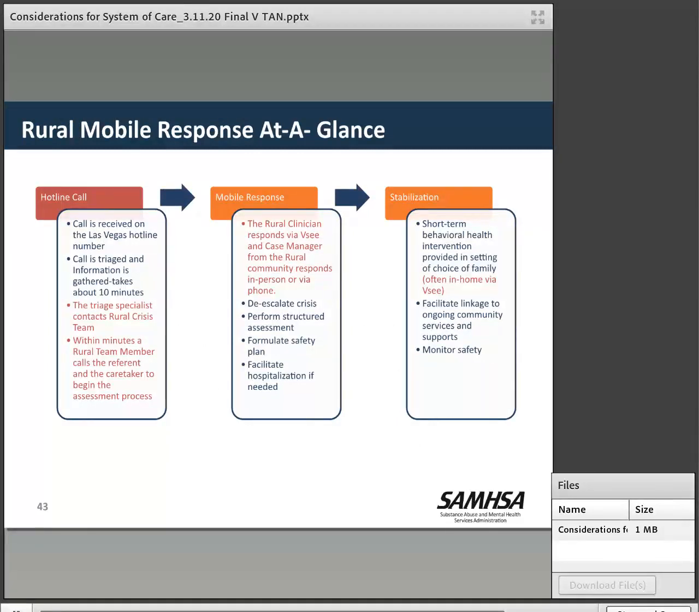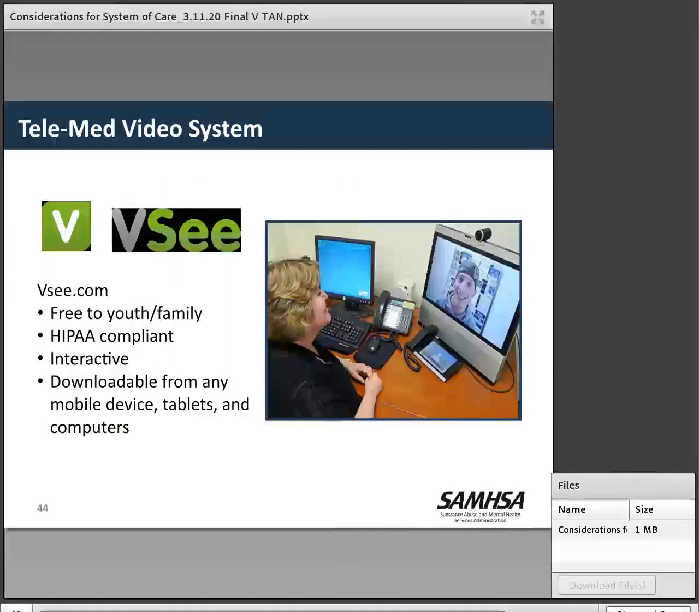Rural response looks the same in that the call comes in and it's defined by the caller, but then we send it to our rural teams, who are all working by telehealth remotely and who can connect with that family within about 5 or 10 minutes using a video platform called VSEE, V-S-E-E. It is free to the families, so they download the app. The clinician who calls them talks them through how to get connected using this platform, and then both the assessment and any ongoing stabilization happen all through this telehealth platform.